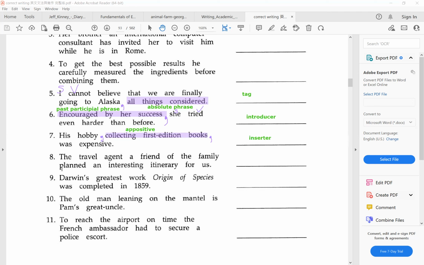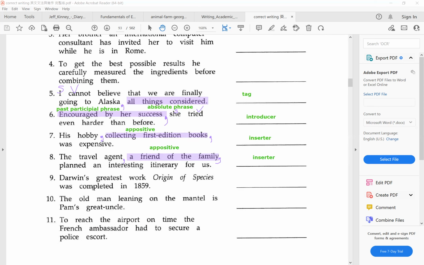And number 8, the travel agent, again, a friend of the family. That's referring to the travel agent. So this is an appositive again, right? So what I want to do is to add our 2 inserter commas. So the travel agent planned an interesting itinerary for us.